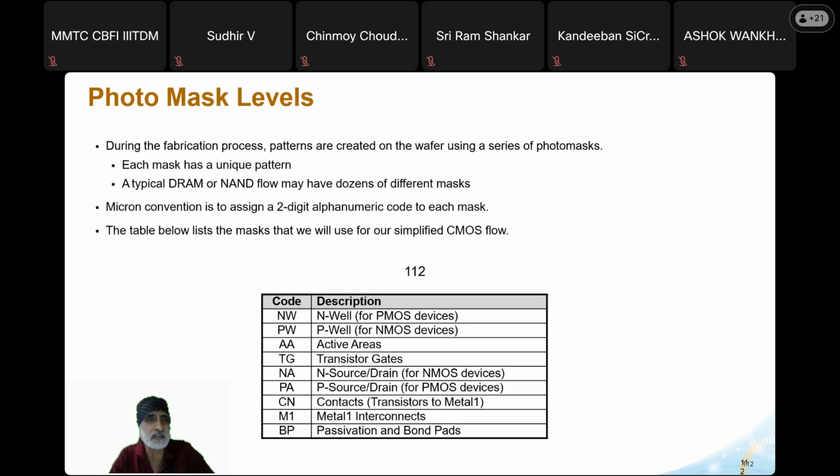So as I told, there will be different masks, and each mask is named. For example, for making N-well there is a mask. For making P-well, there is another mask. For making active area, there is a mask. For making gates, there is a mask, like this. And each has a code, and these masks will have that information. Like this particular mask which I am showing, this is a contact mask. This particular mask has information of the contact only. And so each particular layer will have a different mask.